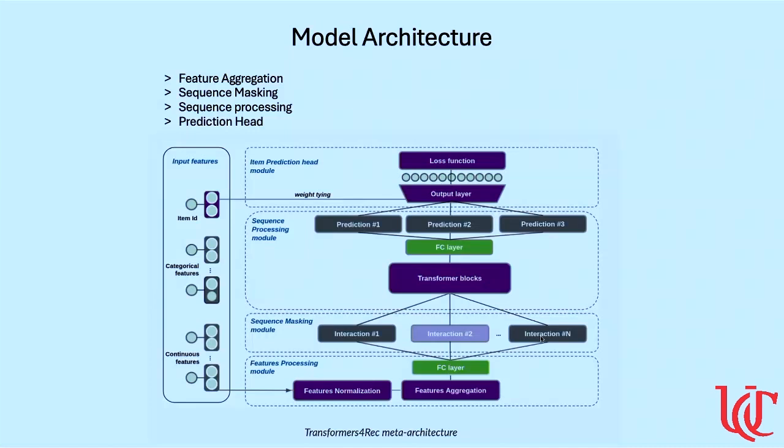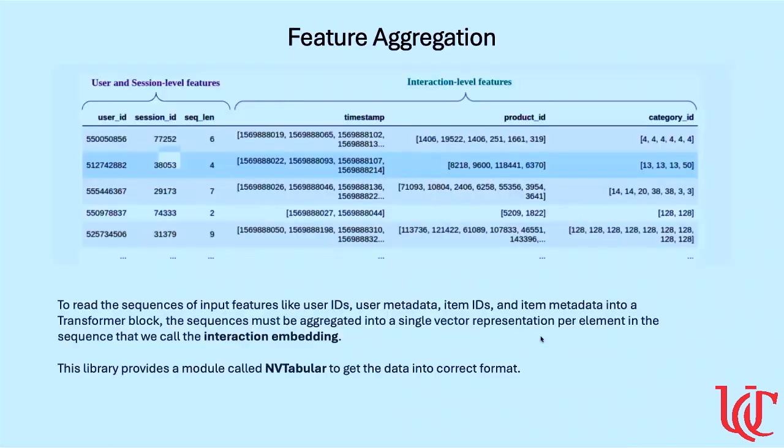But just to give a quick overview, the feature processing module over here takes care of feature aggregation and data normalization. Then the sequence masking module takes care of your interactions, like how the customer has interacted with the products in a sequence. Once that interaction embedding is created, we pass it through the transformer block. Then there is a fully connected layer which generates your prediction, and then there is the output layer. So let's dive deep into the components.